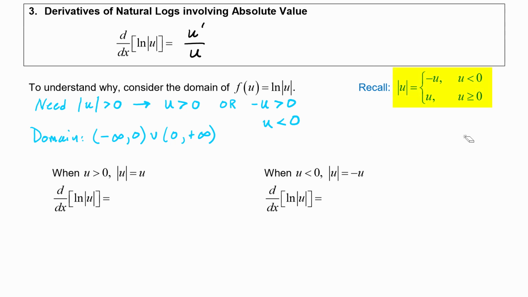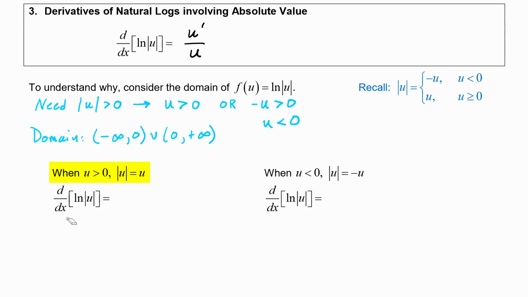Now recall the definition for absolute value. Absolute value of u is the opposite of u when u is negative, and it's u when u is greater than or equal to 0, meaning u is non-negative. So let's look at the two cases in our domain. First up, we'll look at the piece of the domain for when u could be positive. So when u is greater than 0, the absolute value of u simplifies to be u.